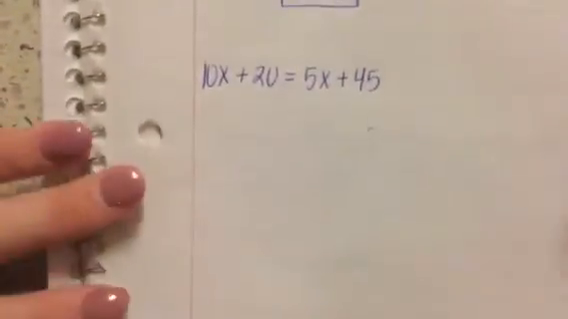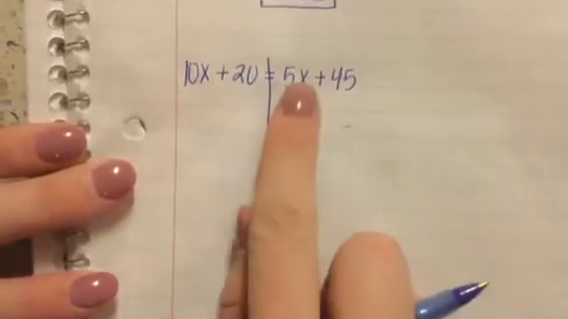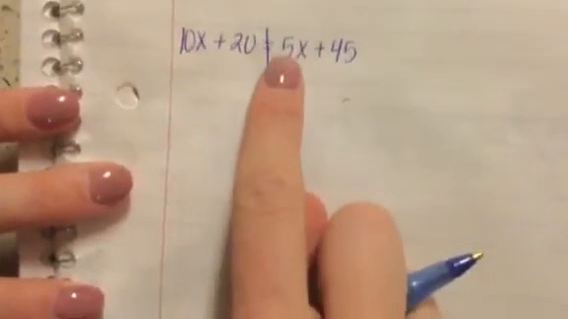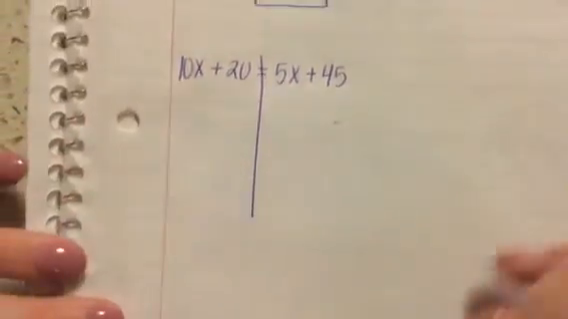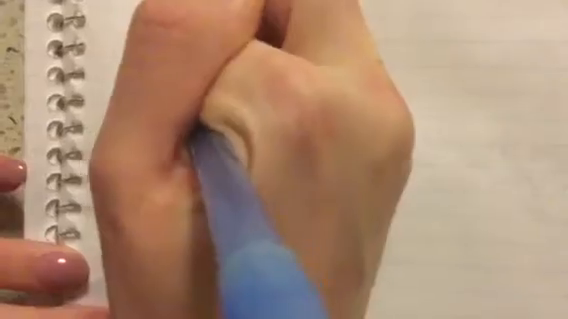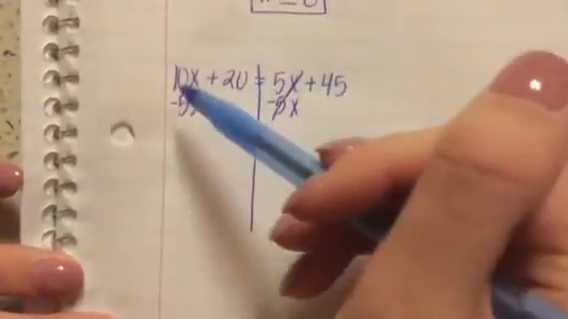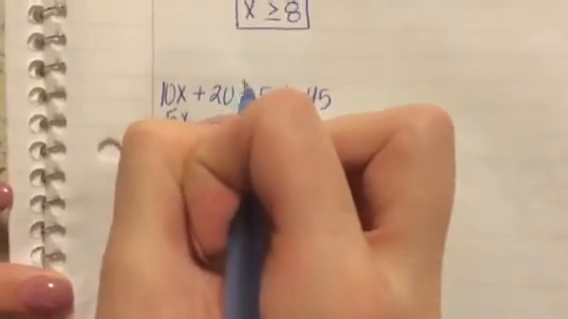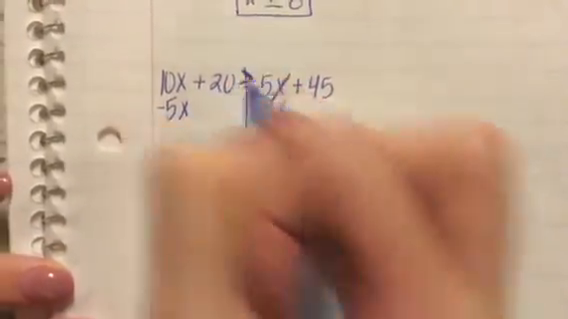One more problem here. Now we have x's on 2 different sides. In order to get them on one side, I always like to bring my right one over to the left. So I get rid of that by doing the opposite of minus 5x. My 5x's are gone, and 10 take away 5 is 5x. I drop down my plus 20. Let's go ahead and make this a greater than or equal to sign.